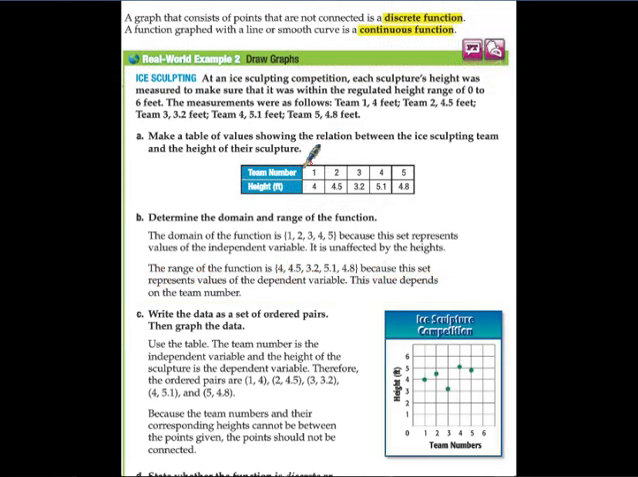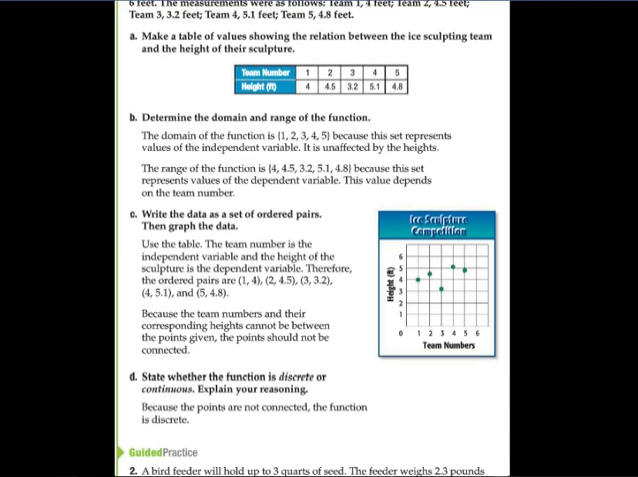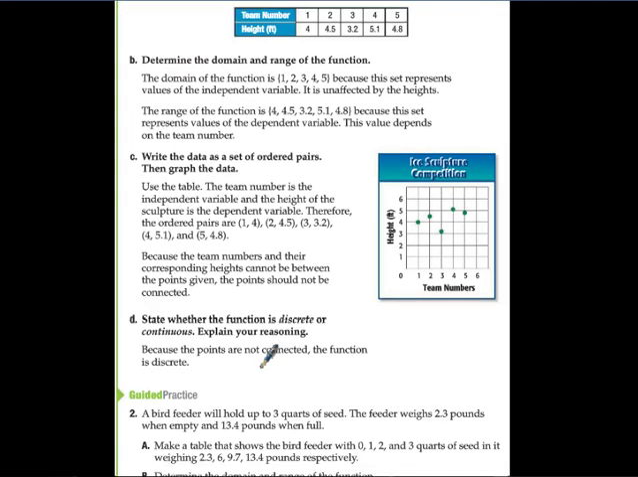Let's take a look here. So make a table of values showing the relationship. That's pretty easy. We can make a table of values. Determine the domain and range. So we list those out. Write it as a graph. Again, no problem. We can do that. And then state whether the function is discrete or continuous.